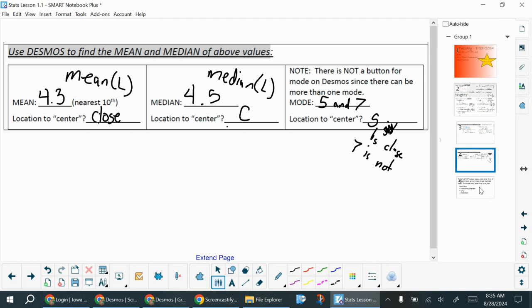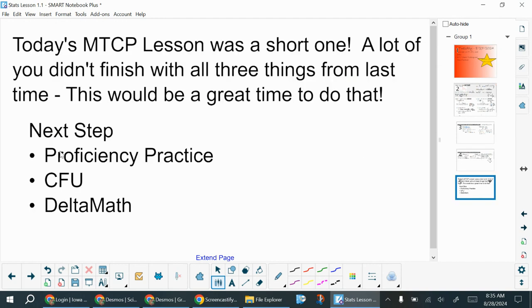So that's our math thinking in class practice. Once you've got that done, your next steps are the proficiency practice, the CFU, and the Delta Math. The proficiency practice is in your packet. The CFU and Delta Math are both linked on the Canvas page.